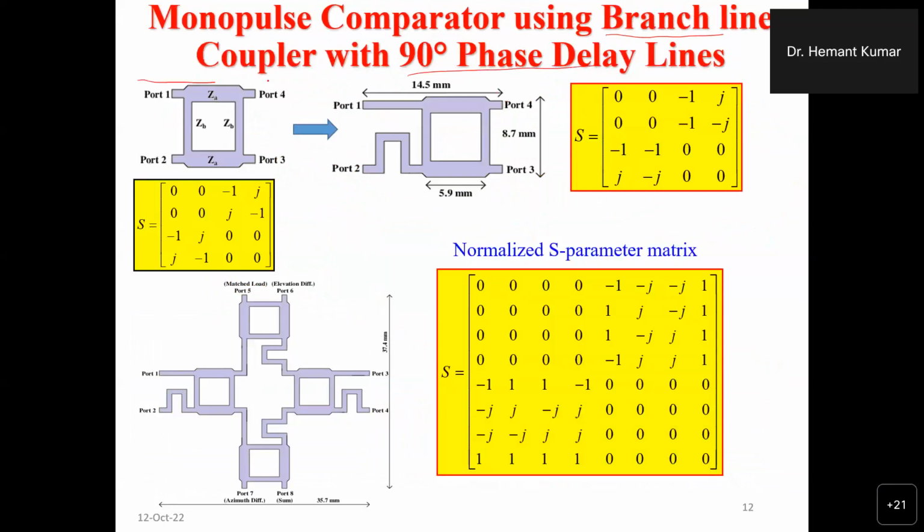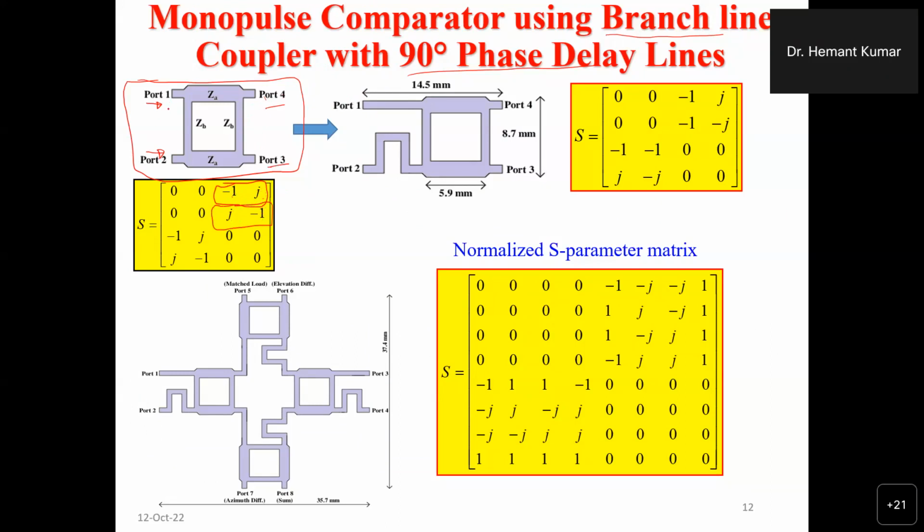This is the basic branch line coupler, where if we give the input at port 1 and port 2, the outputs will be out of phase by 90 degrees. That can be seen from this S parameter matrix. If you see, S13 and S14 are out of phase by 90 degrees. This is 180 degrees, this is 90 degrees, so basically they are out of phase by 90. Similarly here, this is j, this is -1. That means these are out of phase by 90 degrees. So if you use the branch line coupler directly, we cannot get sum and difference.